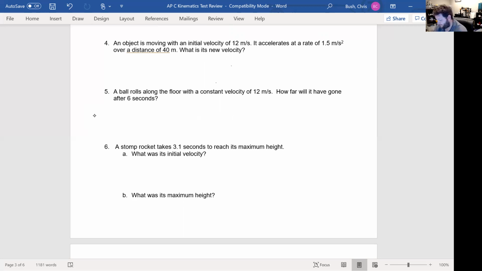A stomp rocket takes 3.1 seconds to reach its maximum height. So we don't know v naught. That's what we're looking for in part A. We do know v is going to be 0 because at your maximum height, your velocity's got to be 0. We know a is -10, or -9.81 if you prefer. And we know the time here is 3.1 seconds.